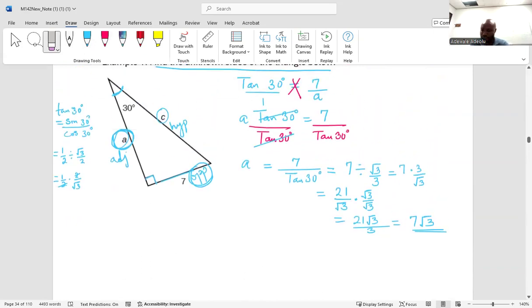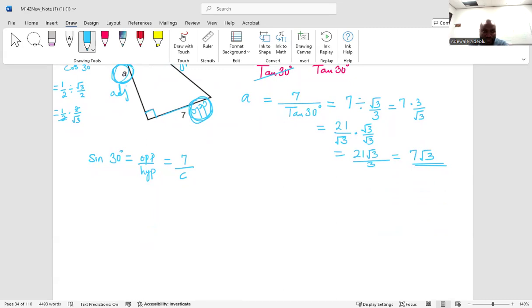Let us find C. To do that, we would observe that this is the hypotenuse and this is the opposite. So what brings them together is sine. So we have sine of angle 30 degrees equals opposite over hypotenuse, which is 7 over the hypotenuse, C. Okay, that is, we have sine of 30 degrees equals 7 over C.